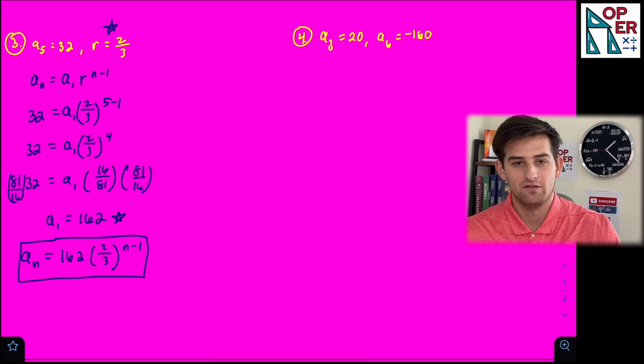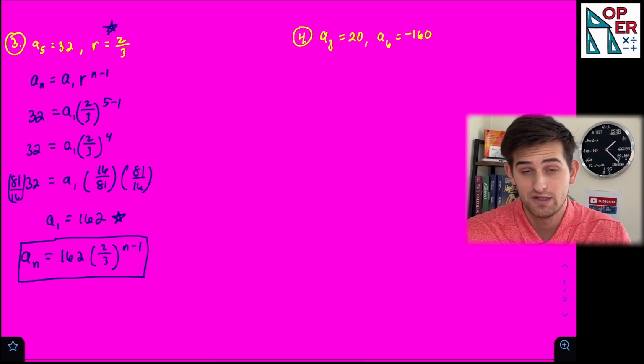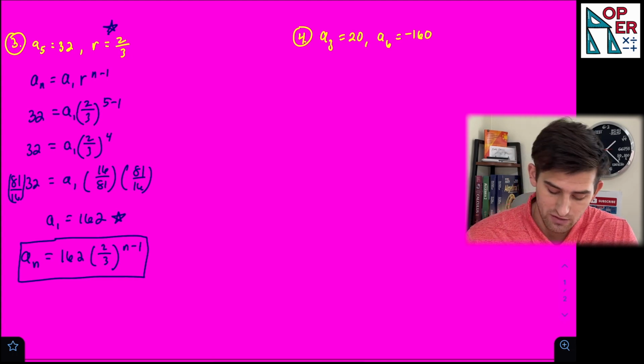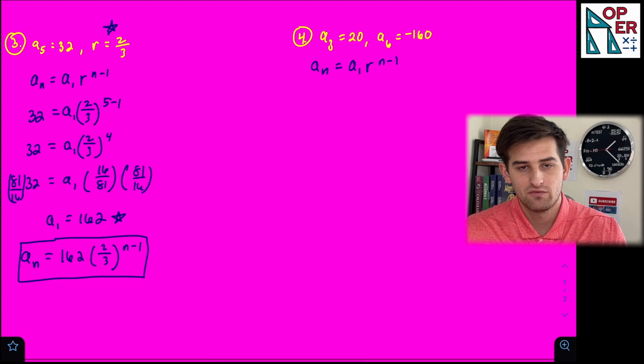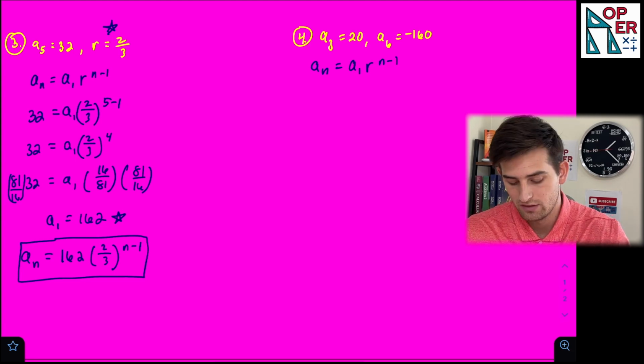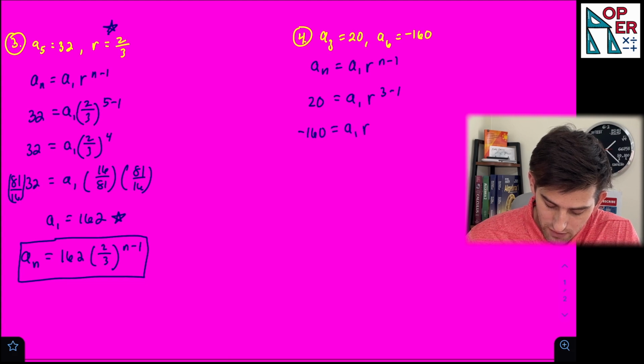All right, now for the last example, number 4, we are just given now 2 terms of the sequence. So now we have to figure out what's the first term and what is the common ratio. So we have our nth term, a sub n equals a sub 1 times r to the n minus 1. Now let's write 2 equations here with these 2 terms that we're given. So the first one would be 20 is equal to a sub 1 times r to the 3 minus 1. And then negative 160 would be equal to a sub 1 times r to the 6 minus 1.